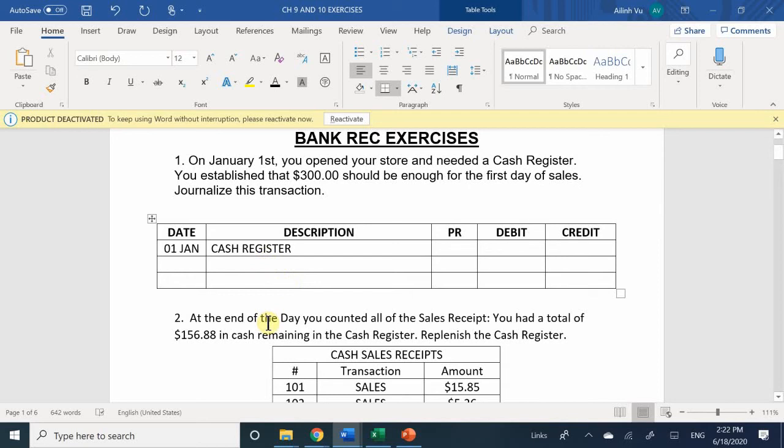All right. And then, yes, we need to write a check or go into the bank and pull out that money so that we can have at least $300 in our cash register. Okay. Yes. So good.